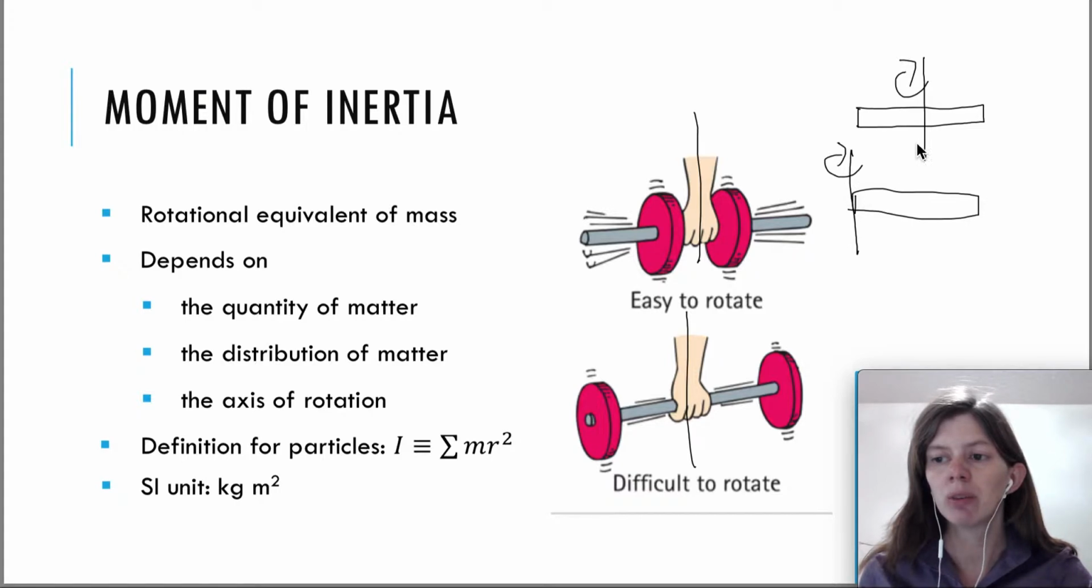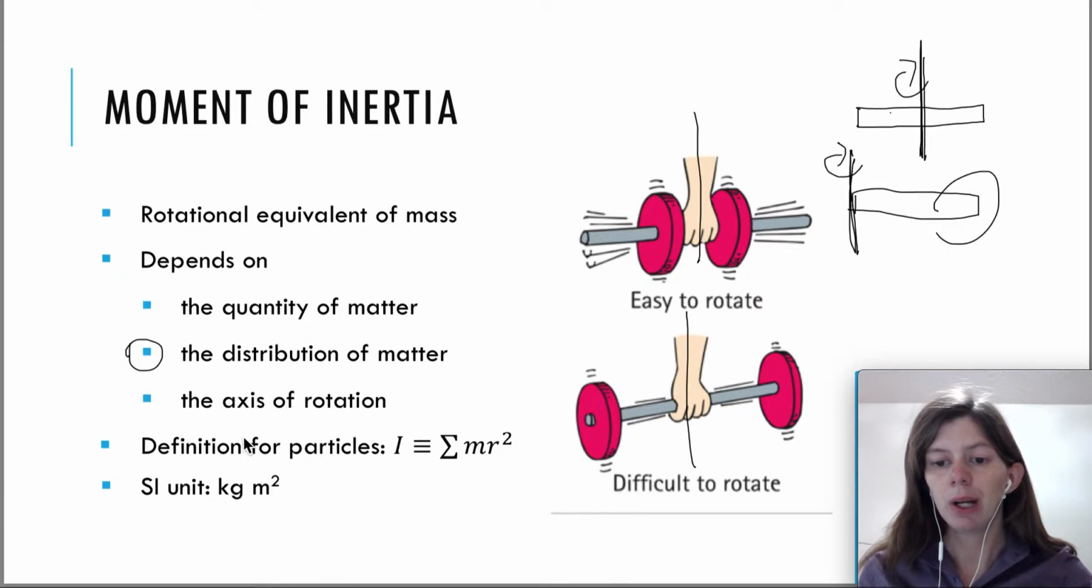That's because by changing the axis of rotation, you're actually changing factor number 2 here, the distribution of the mass. In the first case, when the axis is in the center, your mass is relatively close to that axis. But when the axis is at the end of the meter stick, you have a lot of mass over here that's very far away from the axis of rotation.